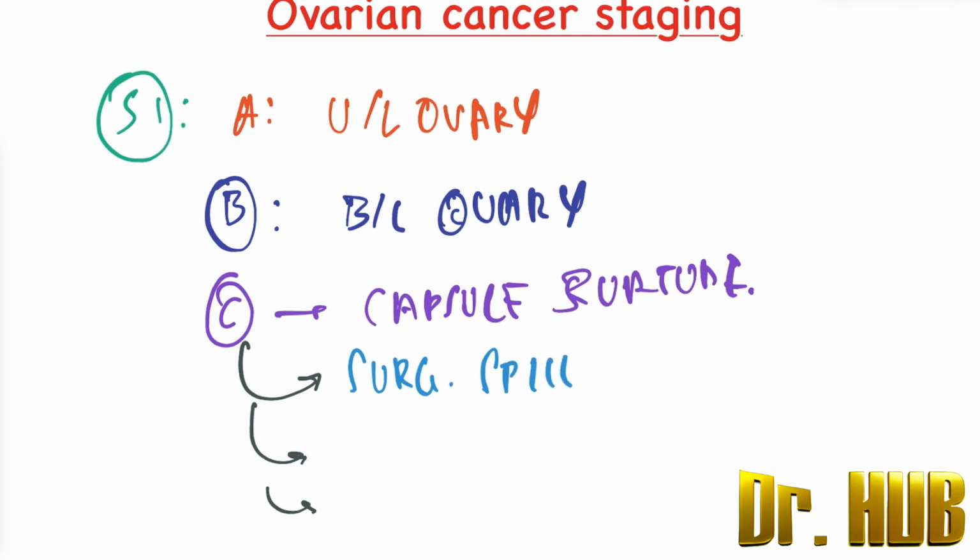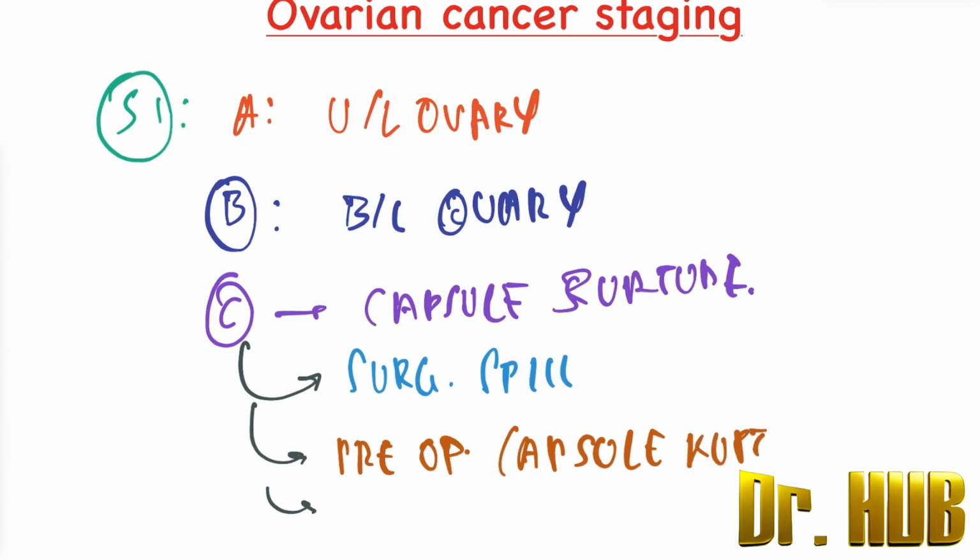Then C2 stands for the pre-operative capsule rupture, and C3 stands for the malignant ascites. So C3 is nothing but the malignant ascites.